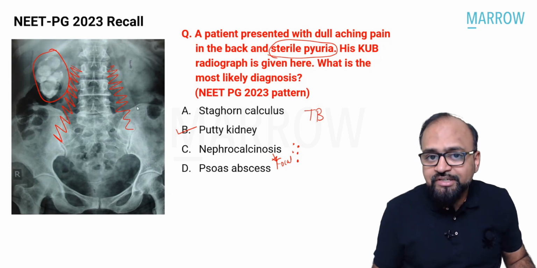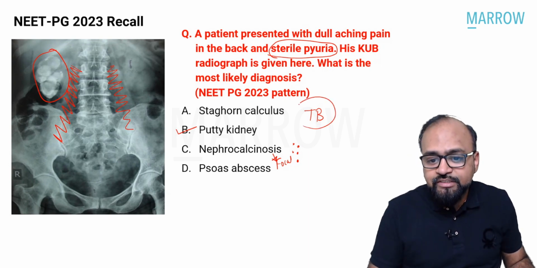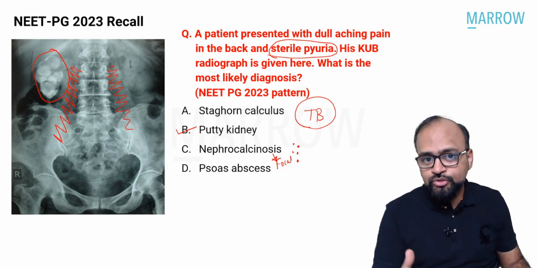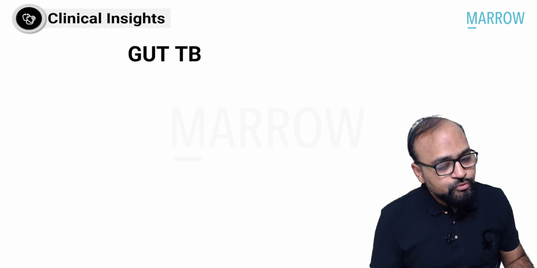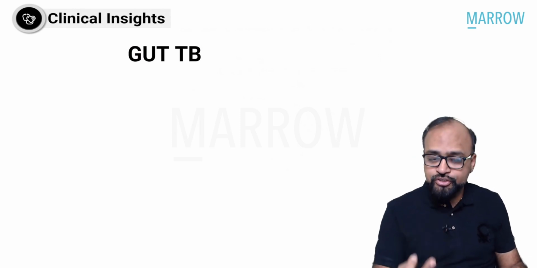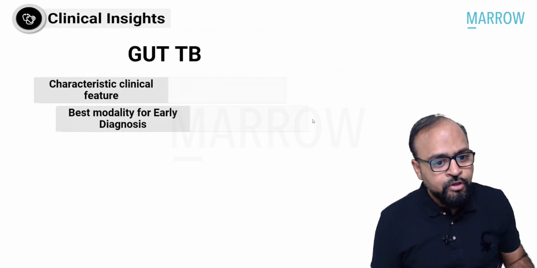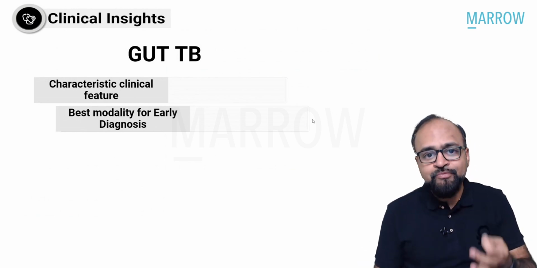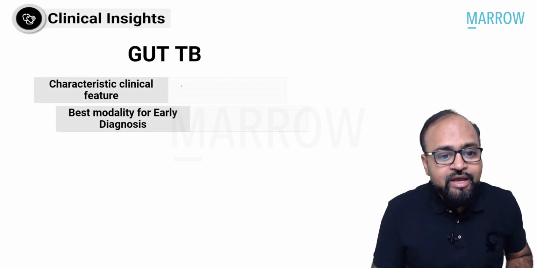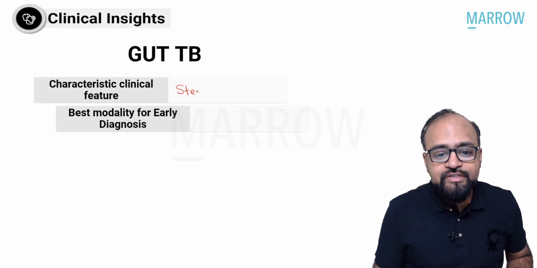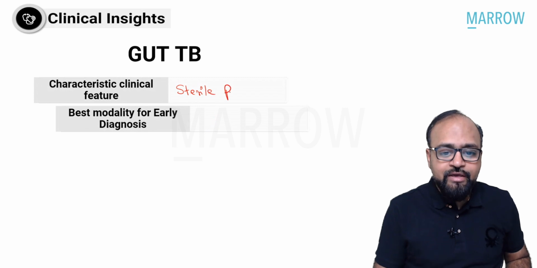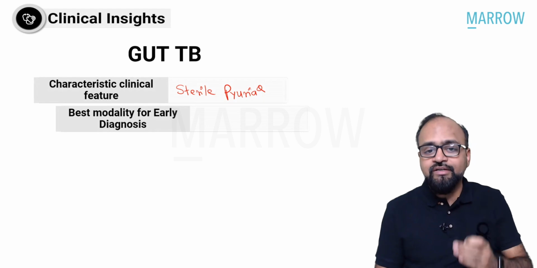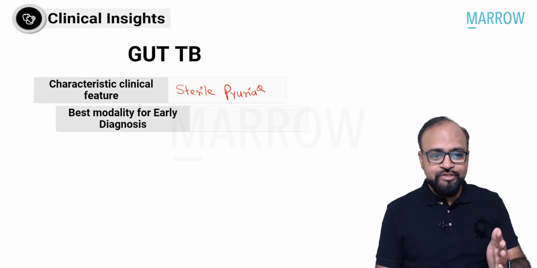Right now, putty kidney or genitourinary tract TB is also an absolute favorite of your examiners. So at least 2-3 questions have been asked in the past few years. Let us look at some classic clinchers of genitourinary tract TB. What is the most characteristic clinical feature? This was there in this exam, in the history the examiner had given you. And what is that clinical feature? It is sterile pyuria. So sterile pyuria is a specific clinical clincher for a diagnosis of genitourinary tract TB.